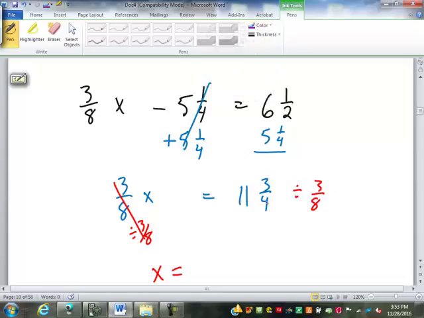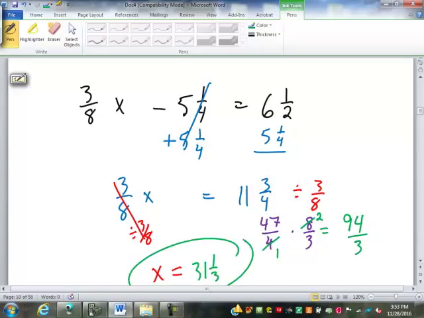Well, 11 times 4 is 44 plus 3 is 47/4. That's going to be times 8 over 3. 4 and 8 cross cancel, give me 1 and 2. 47 times 2 is 94. 1 times 3 is 3. So that's 31 and 1 third. So X is 31 and 1 third. How many of you got that? Cool.